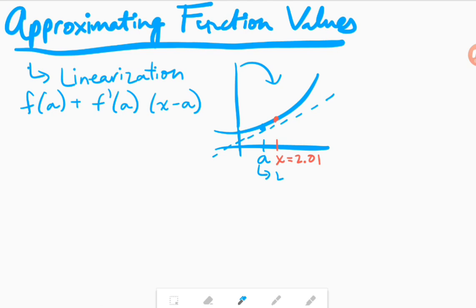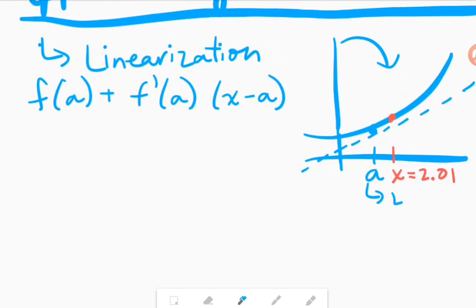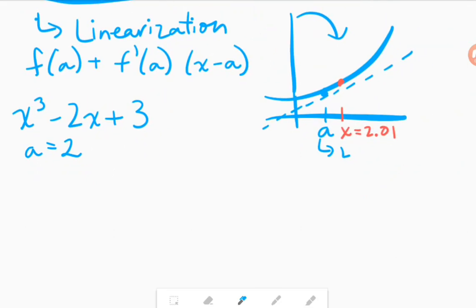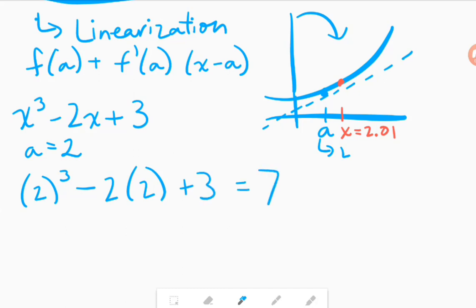So say I had the function x cubed minus 2x plus 3, and I wanted to find the linearization of this function at the point a equal to 2. So using this formula, I would need to find the value of the function at a equal to 2 first. So I'd do 2 cubed minus 2 times 2 plus 3, which would get me 7. That's 8 minus 4 plus 3.